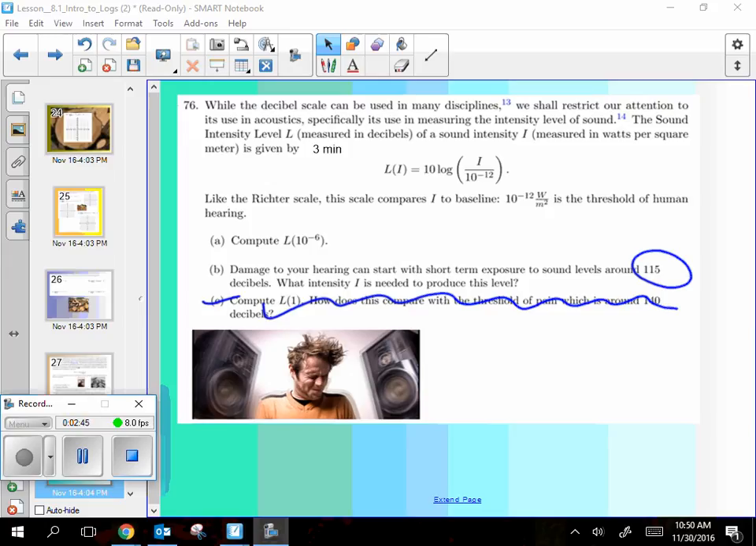In this problem, it tells you the threshold of pain, which basically means where it hurts, is at 140. And if you're at 115, it doesn't hurt, and yet it's causing damage. You get what I'm saying? Most people assume if it doesn't hurt, I'm not damaging my ears. If it plays so loud that it hurts, then it's for sure causing damage, because the damage level happens before it hurts.